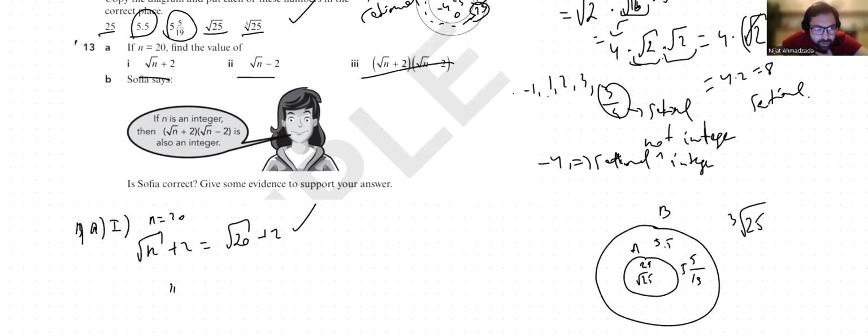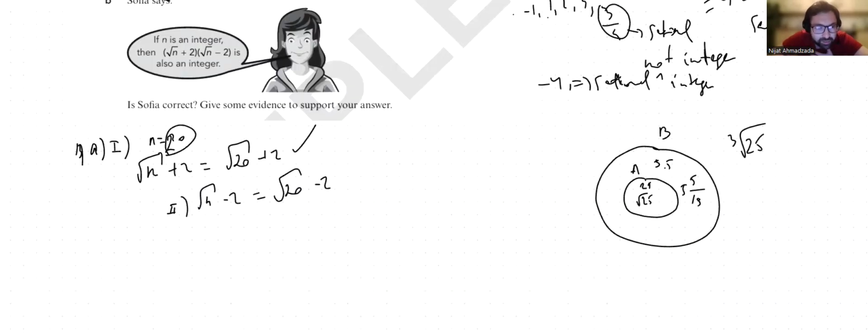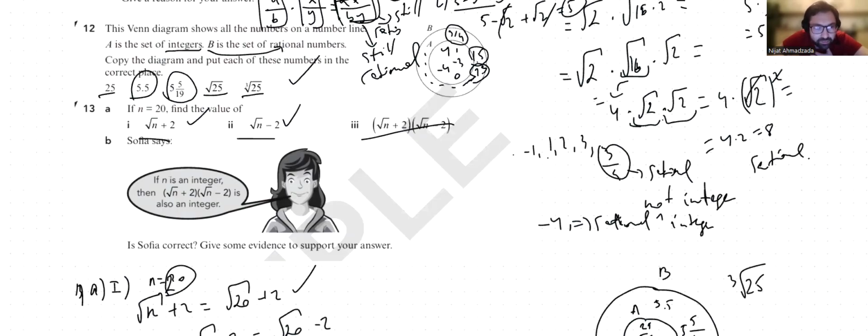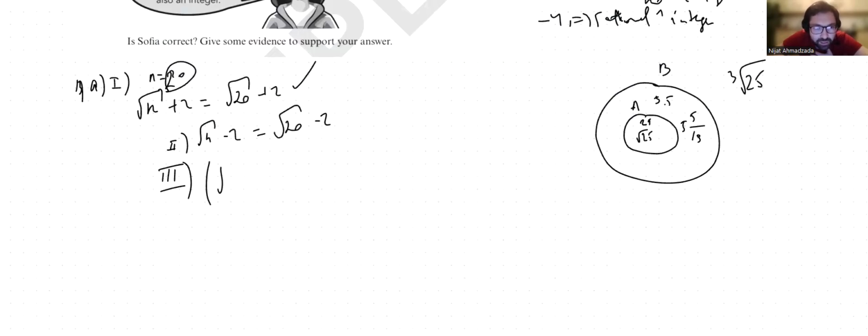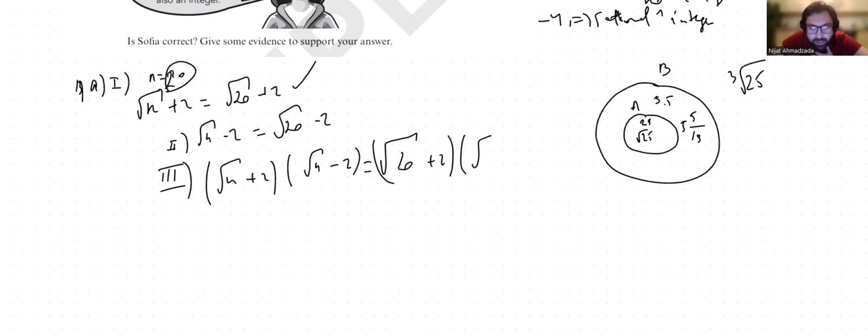Part 2, square root of n minus 2. Instead of n, I'm going to write, what was n? N was 20, right? Square root of 20 minus 2. So this is part 2. And part 3, we have to find square root of n plus 2 times square root of n minus 2. So that is equal to square root of 20 plus 2, times square root of 20 minus 2.